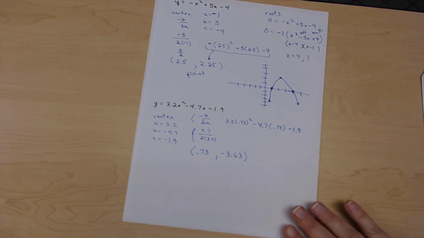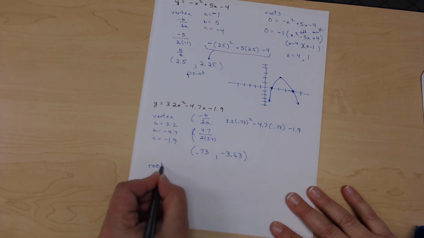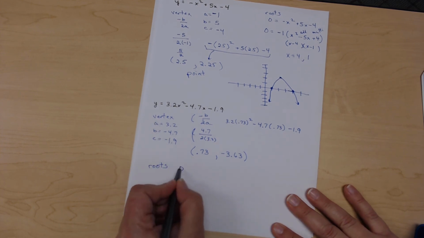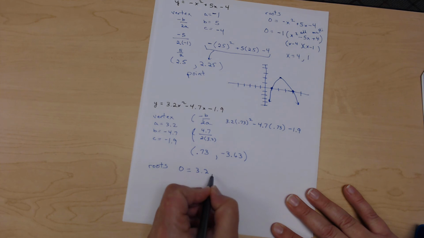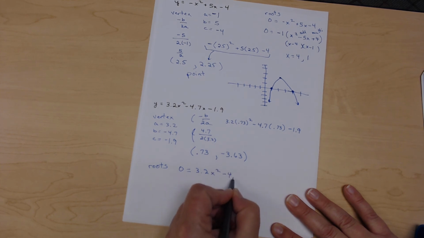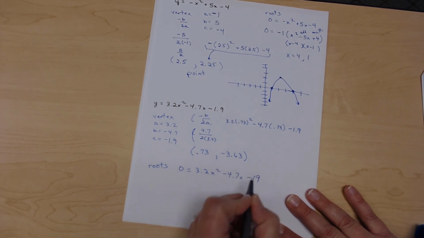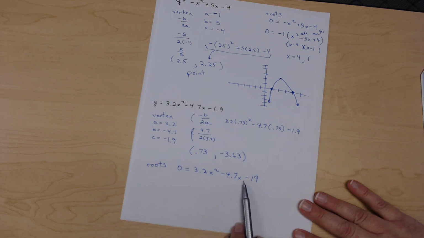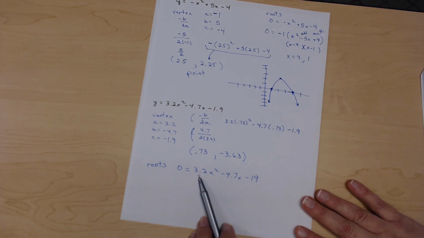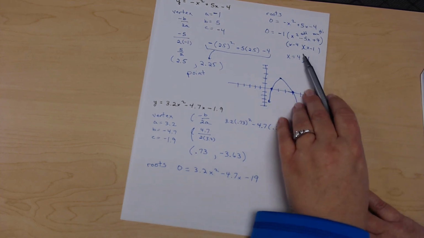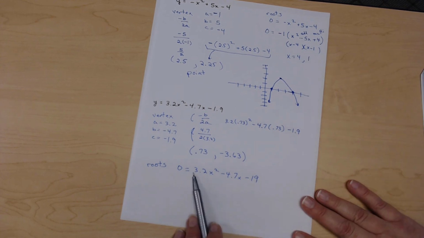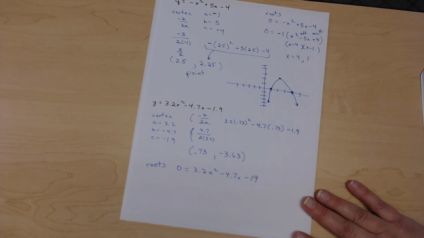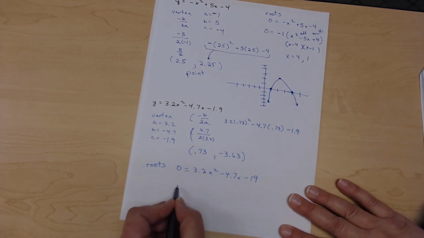Now, for the roots, I let y equal 0. What am I going to have to do here? If it doesn't factor, what do I have to do? If it doesn't factor, we get to do the quadratic formula to find those zeros. How do we solve this for x when we've got x squared and one side is 0? If it doesn't factor, quadratic formula.